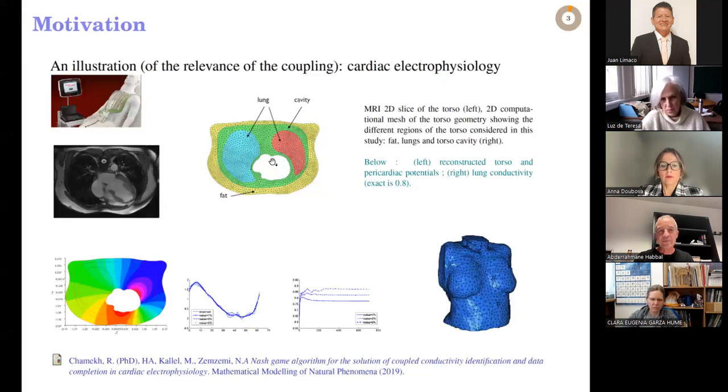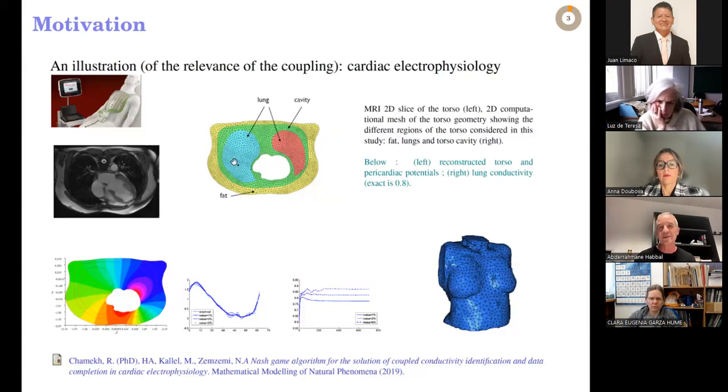So with our methods, we are able to recover the electric potential on the boundary of the heart, which we call the inaccessible boundary, with the measurement of the potential and of the electric current on the outer boundary, which we'll call later the accessible boundary. And at the same time, we are able to recover the electric conductivity of organs.